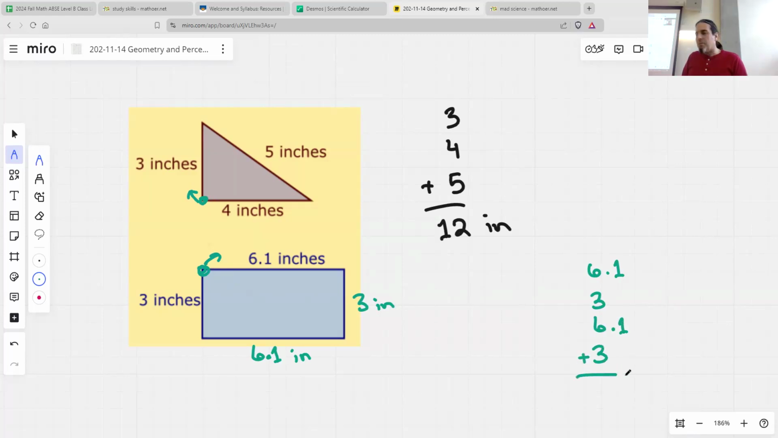Remember, when I'm adding up numbers that have decimals, I have to keep my place value organized. So, in one's place, tenth's place, everything has to stay the same. So 0.1 and 0.1 will be 0.2. 6 and 3 is 9, 10, 11, 12. 6 and 2 is 8, so 18.2.